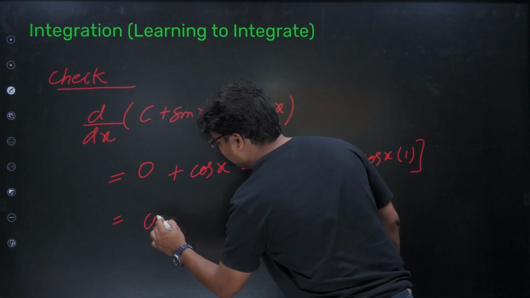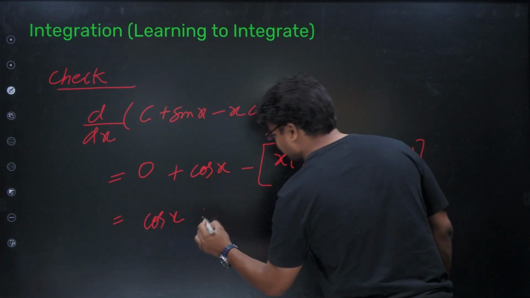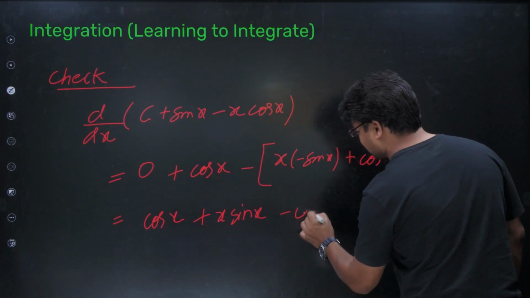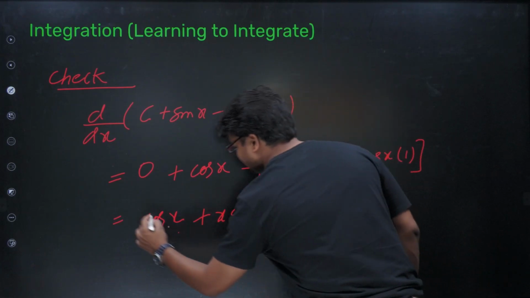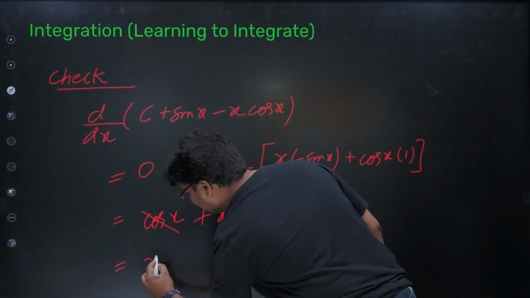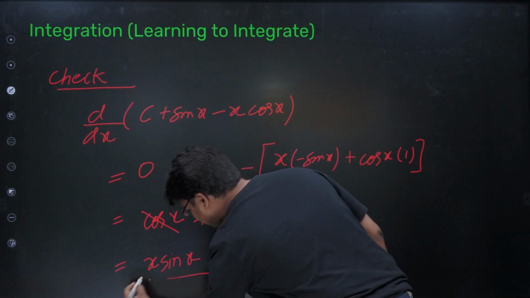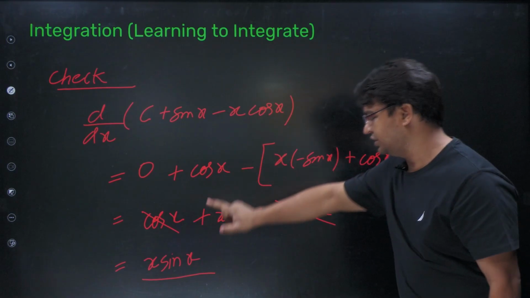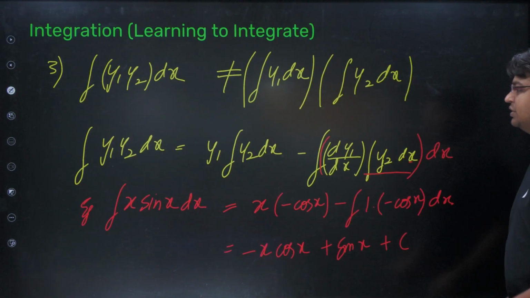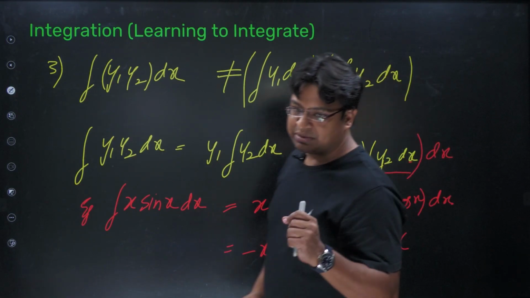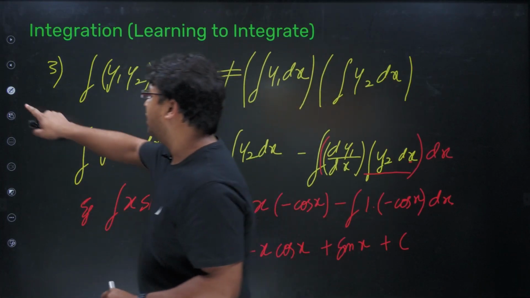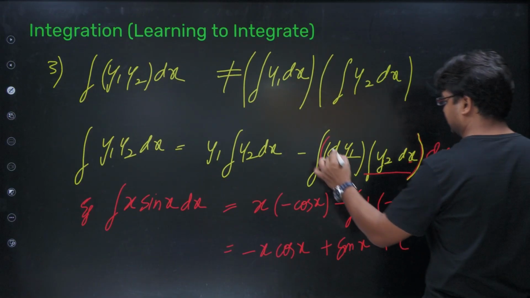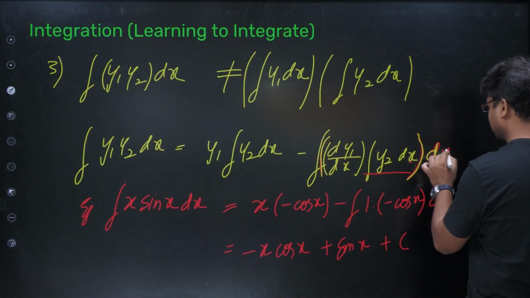So from here we get cos x, and then this becomes plus x sin x, and then this becomes minus cos x. So minus cos x plus cos x gets cancelled, and we are left with x sin x, which we should be getting because we integrated this to get this. So when we differentiate this, we should get this, and we are getting it also. So this is the rule that you need to remember. Of course, it is a bit complex. You will need a lot of practice to become good at this, but eventually everyone becomes good at it, so don't worry.